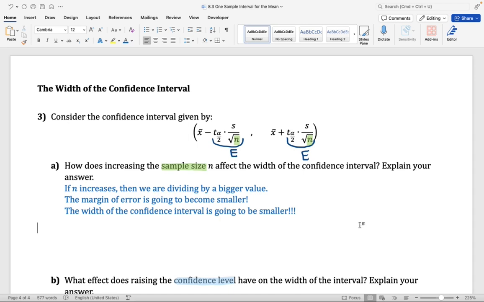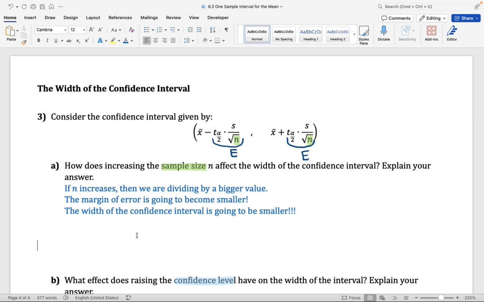So again, if you increase the sample size, then the margin of error value is going to be smaller, and that is going to make the width of the confidence interval smaller. And think about it, if the confidence interval has a smaller width, then our estimation is going to be more precise. We're going to have a smaller range of values that are going to capture the mean, which is going to give us a more precise idea of what mu is. So having a smaller width for the confidence interval is good, as long as you have a high confidence level, right? You want to be confident that you did capture the population mean within your confidence interval.